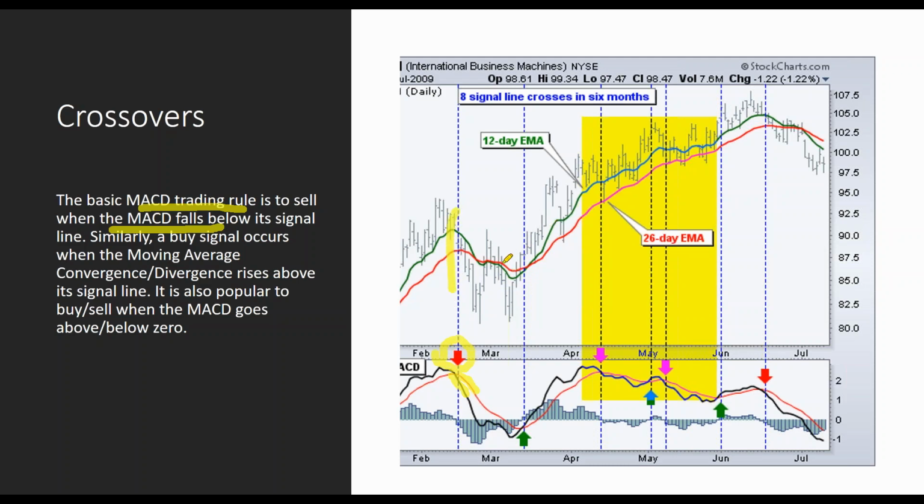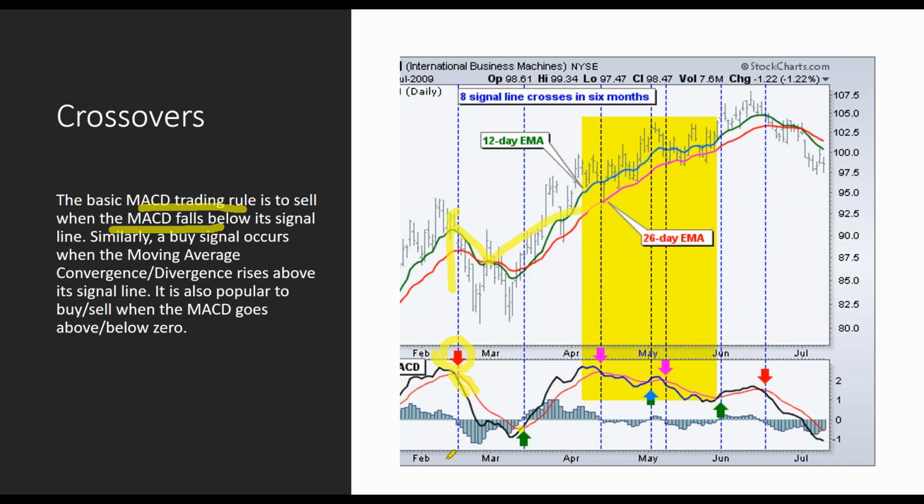Now, we're not looking at the moving averages on here. We're looking strictly at the crossovers from the MACD line. Here, what happened was the MACD crossed above the signal line and gave us a buy signal. Right here, it generated a buy signal. Here it generated a sell. Here it generated a buy.